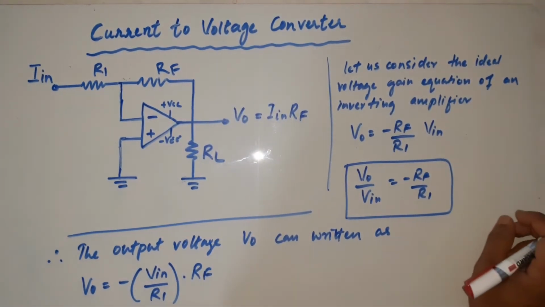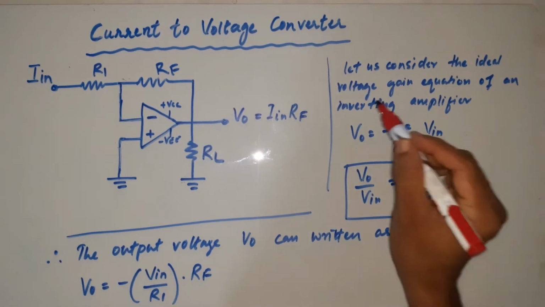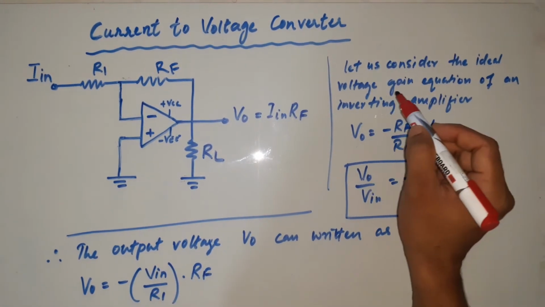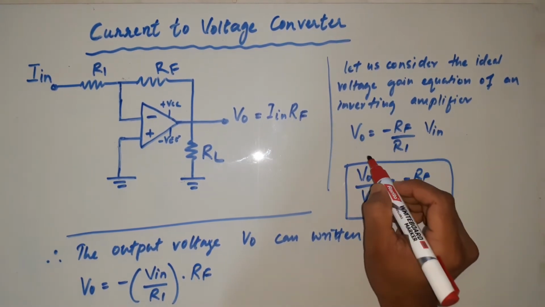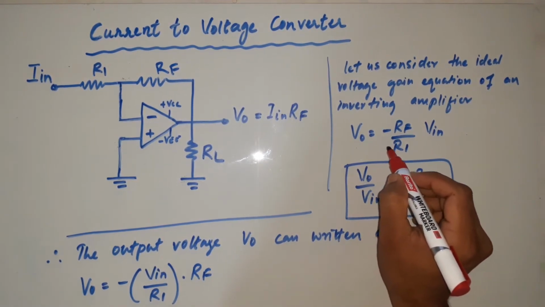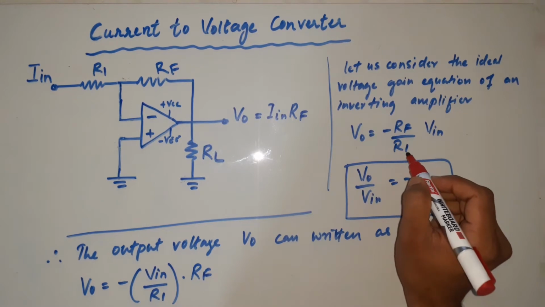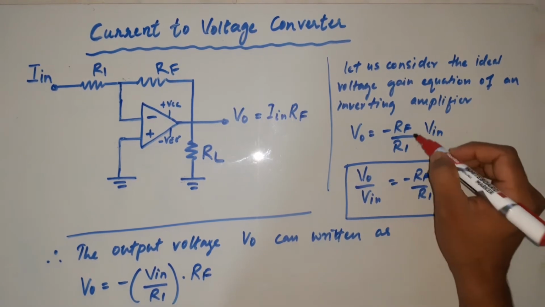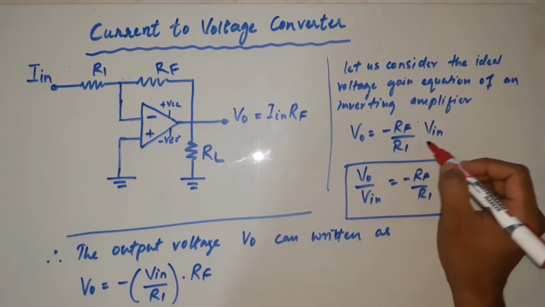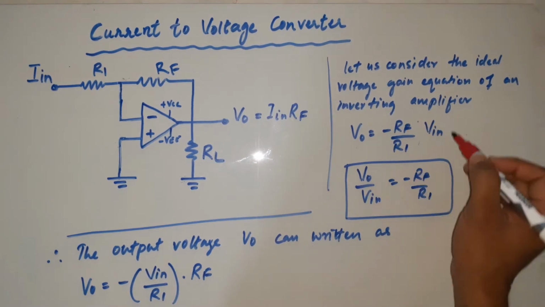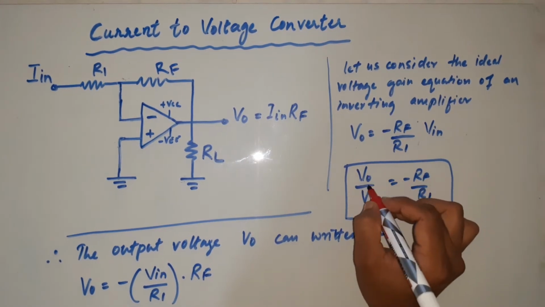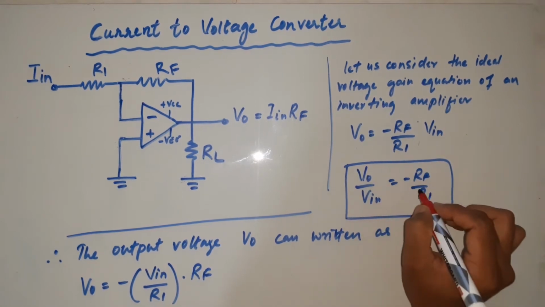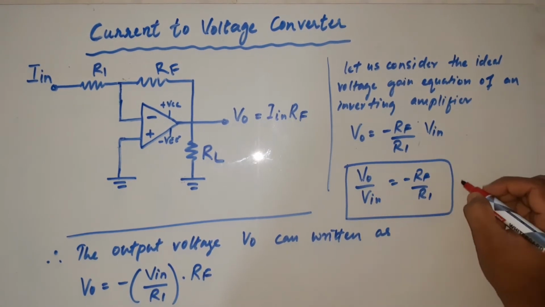Okay. So for this, let us consider the ideal voltage gain equation of an inverting amplifier. You know this, right? Output voltage is given by minus of RF by R1 into Vin. This is your gain, where gain is output by input. So output voltage by input voltage, I can write minus RF by R1. You know already this, right?